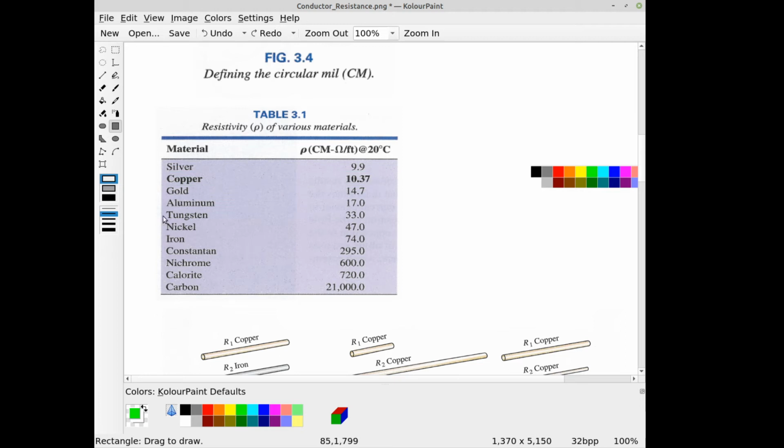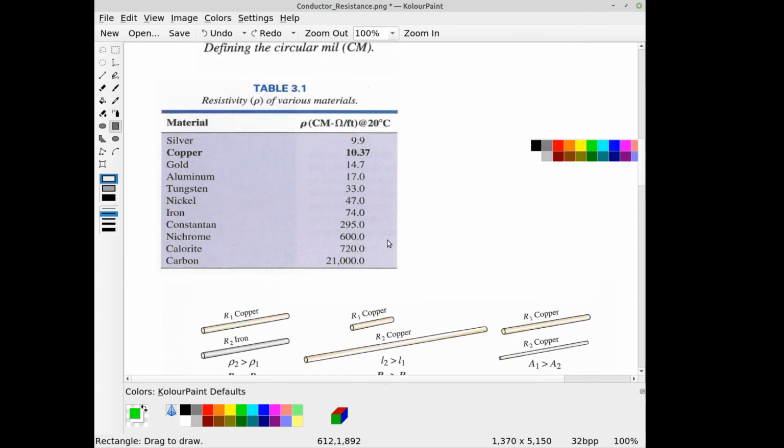All right, so you may notice aluminum. A lot of your transmission line wires especially are made out of aluminum. Okay, they're made out of aluminum because aluminum is light and it is very abundant material, but it has almost twice as much resistivity as copper does.